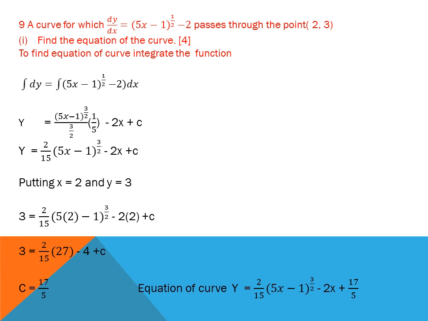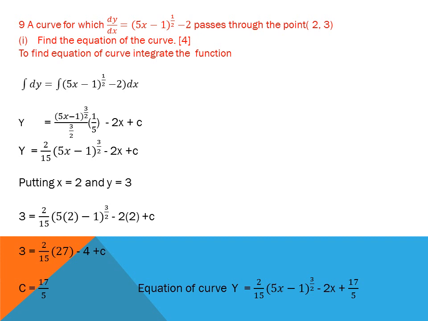In question number 9, a curve for which dy over dx is equal to (5x minus 1) to the power 1 by 2, minus 2, passes through the point (2, 3). Find the equation of the curve. It carries 4 marks. To find the equation of the curve, integrate the function.